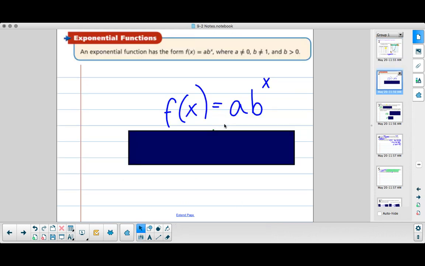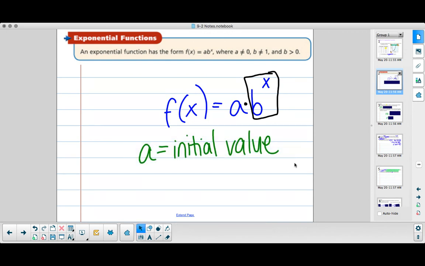An exponential function is written in the form f of x. Remember, this is function notation. It's just another way of writing y equals, but it literally stands for the function of x is equal to a times b to the x power. When you're evaluating exponential functions, it's important to remember your order of operations. Since it's a times b raised to the x power, you're going to do the b to the x power first. We do our exponents first, and then multiply that by a.